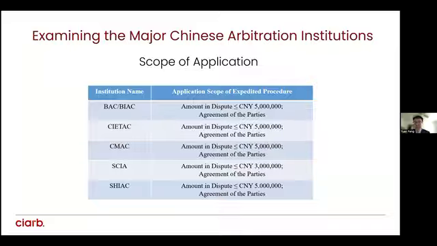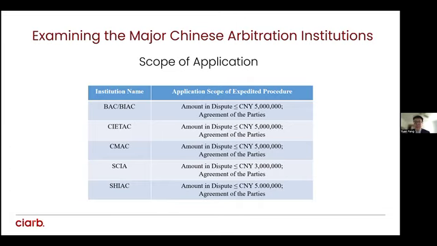Meanwhile, the average time from filing the case to rendering the award for cases applying the expedited procedure at BAC-BIAC varies depending on whether the cases fall within the domestic or cross-border type. For domestic cases, the average time required to complete the entire procedure was 174 days. And for international cases, the time required for the whole process was 202 days on average.